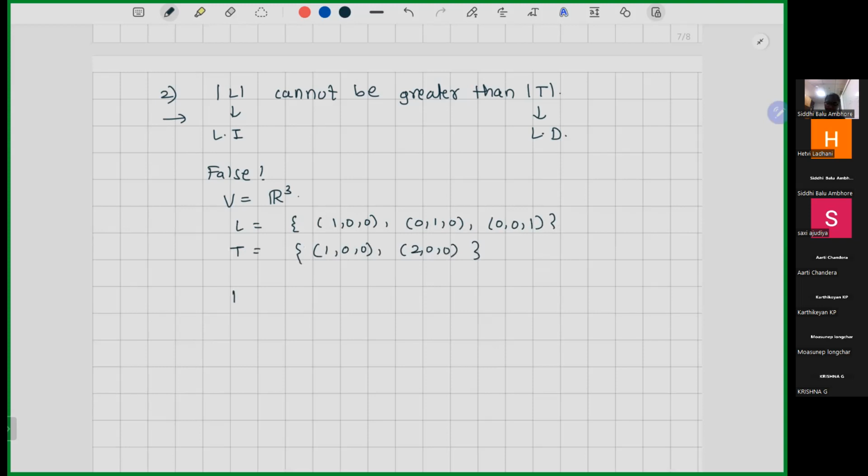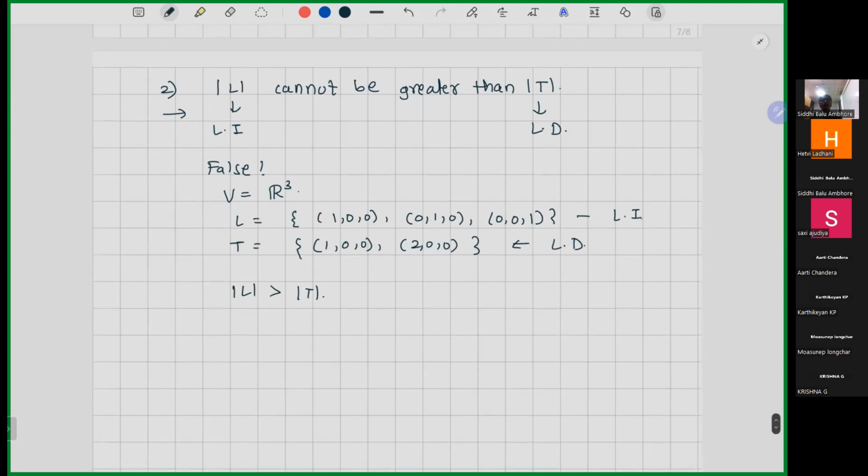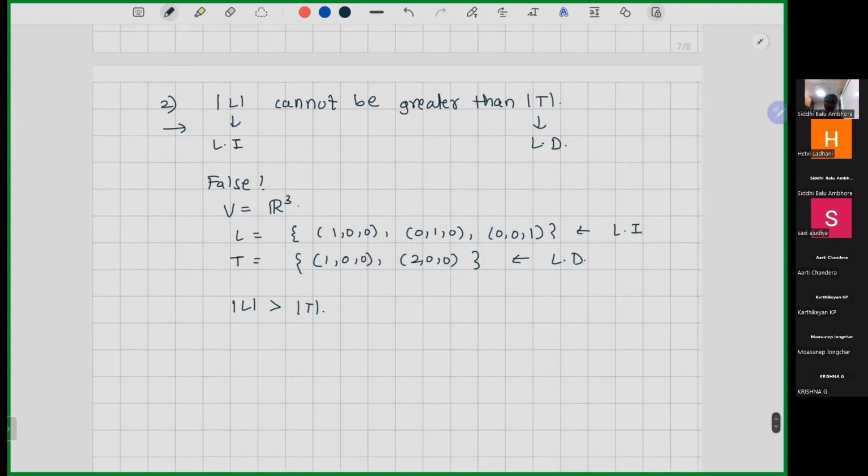And here clearly, this is linearly independent, this is linearly dependent, and the cardinality of L is greater than the cardinality of T. Is there any doubt? Hetvi, is it clear why this statement is false? Sometimes while reading the question, we are not able to understand. Yes, sir. That happens. That's why understanding it and writing it mathematically really helps.